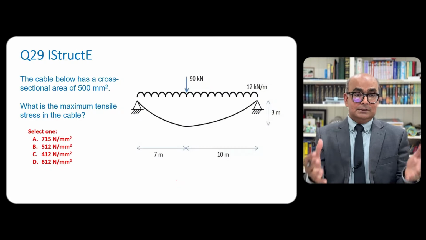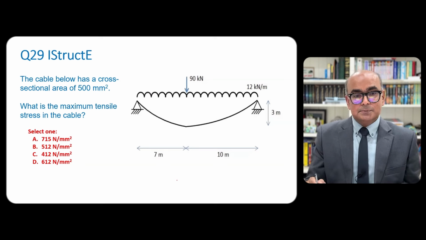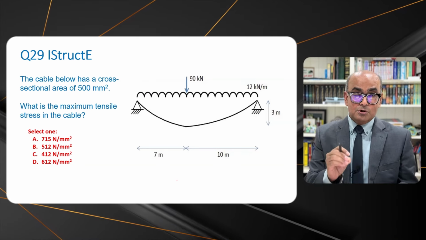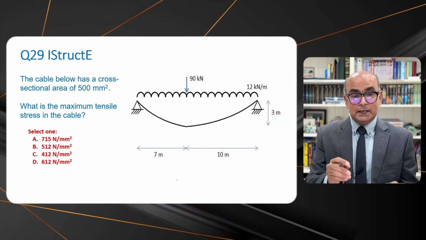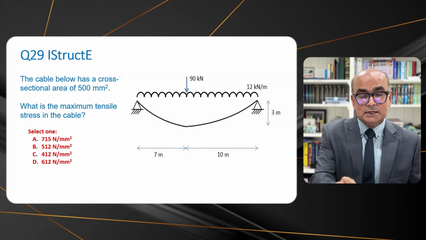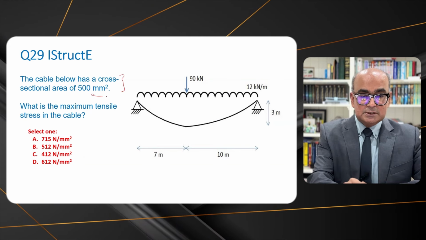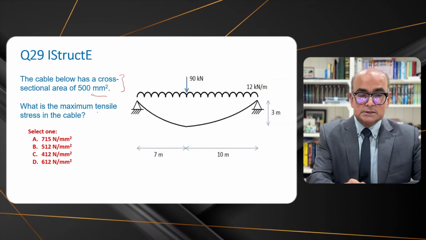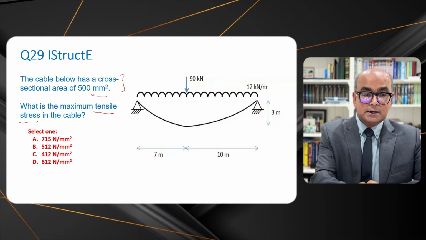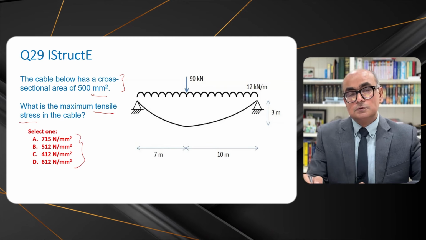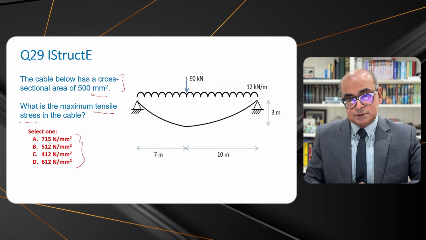Let's now move to our third example. In this example, we not only have a uniformly distributed load, but we have a point load as well, and the cross-sectional area of the cable is given, which is 500 millimeters square. So what is the maximum tensile stress? This time it's asking us stress. Now there are 4 options to choose from, and we will see which option is correct.